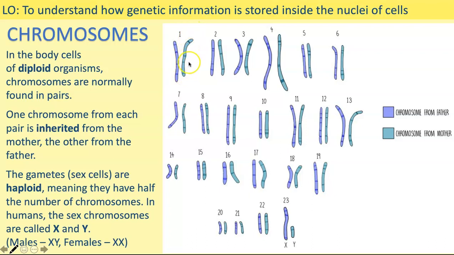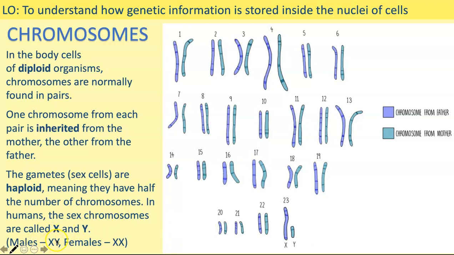The gametes, or our sex cells, so the egg cells and sperm cells, are haploid, meaning they have half the number of chromosomes. In humans, we also have sex chromosomes, which are shown here, and they are the X and the Y chromosome.